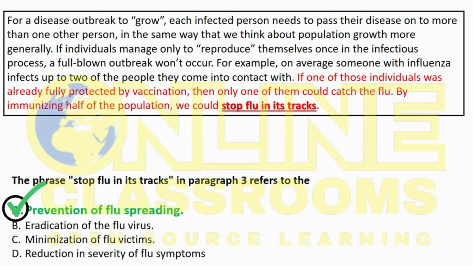Option C is also incorrect because the paragraph doesn't talk about minimizing the number of flu victims, but rather preventing the flu from spreading. Option D is incorrect because the paragraph doesn't talk about reducing the severity of flu symptoms, but rather preventing the flu from spreading by immunizing a significant portion of the population.